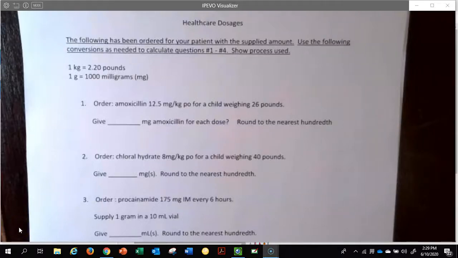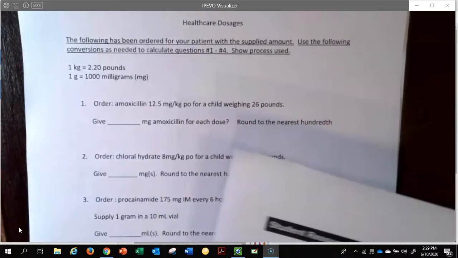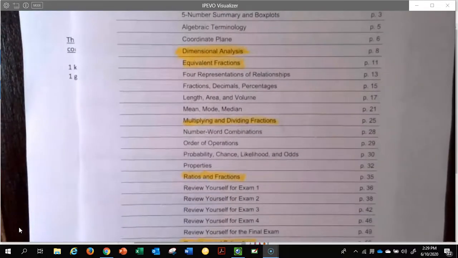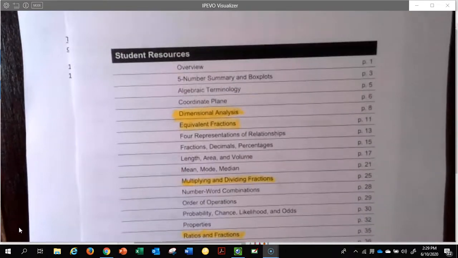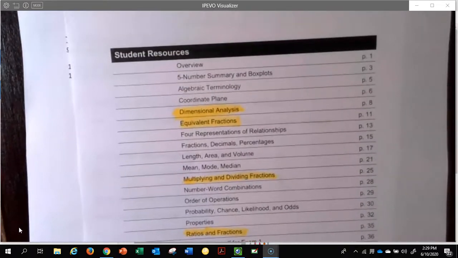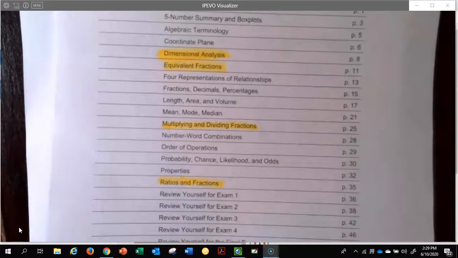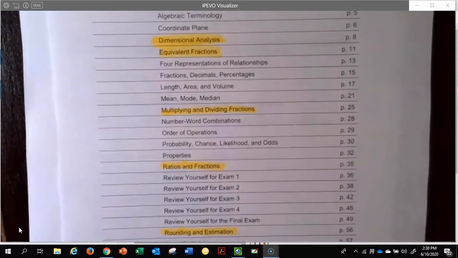In this lesson, we're going to talk about healthcare dosages. Before we get started on this lesson, I would like to remind you to go to your student resources, which are in your in-class notebook pages. And in your student resources, these are some that you might want to look at now, or in the middle of this lesson, or after the lesson if you feel like you've got holes.